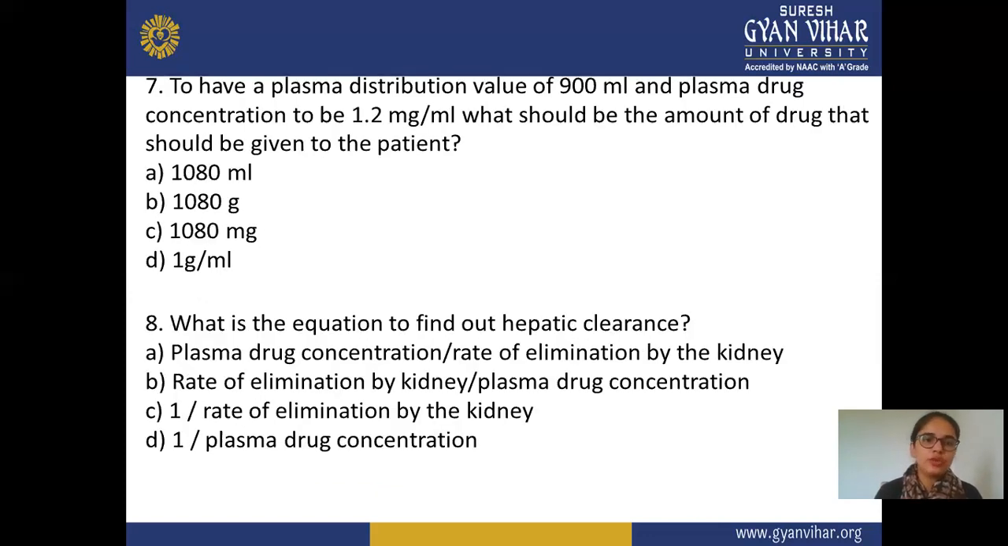And the seventh question: to have a plasma volume of distribution of 900 ml and plasma drug concentration of 1.2 mg per ml, what amount of drug should be given to the patient? A is 1080 ml, B is 1080 gram, C is 1080 mg, D is 1 gram by ml. And the eighth question, what is the equation to find the hepatic clearance? A is the plasma drug concentration and the rate of elimination by kidney, or the ratio of rate of elimination by kidney and plasma drug concentration. C is 1 divided by rate of elimination by kidney, and D is 1 divided by plasma drug concentration.